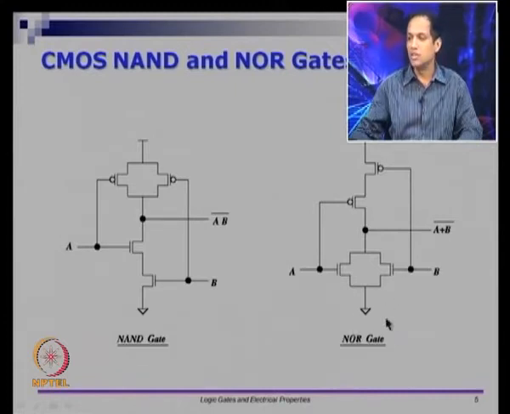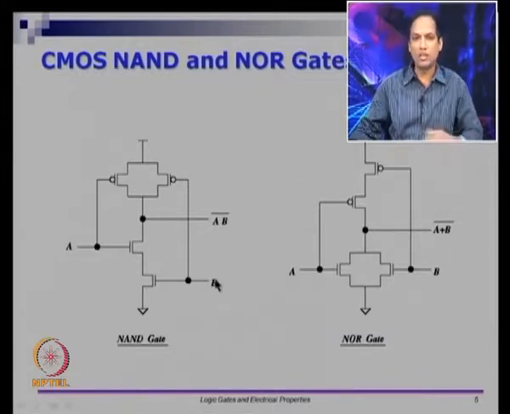So, generally what we have is what is called the pull down network at the bottom and the pull up network at the top. A pull up network is responsible for making the logic output 1, and the pull down network is responsible for making the logic output 0.